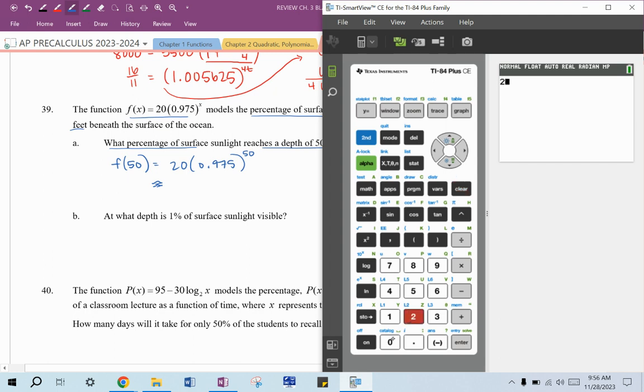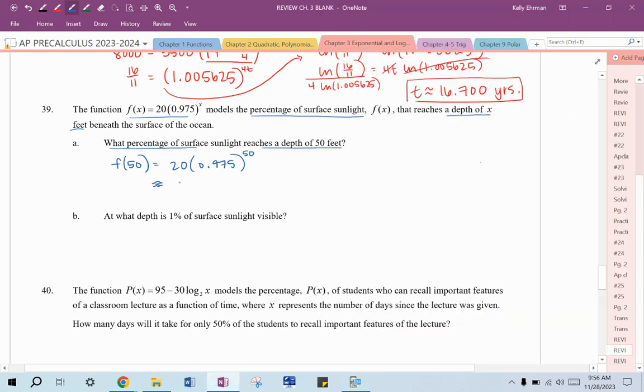You're always rounding to 3 places unless we're talking about dollars or unless they tell you otherwise in the problem. So 5.640, and this is a percent, so I'm going to label it with percent. So about 5.6% of the sunlight is coming through. At what depth is 1% of the sunlight visible? Because my answer for part A was 5.6%, I should be setting the equation equal to 1. That's 1% equals 20 times 0.975 to the, not to the 50th, to the x.